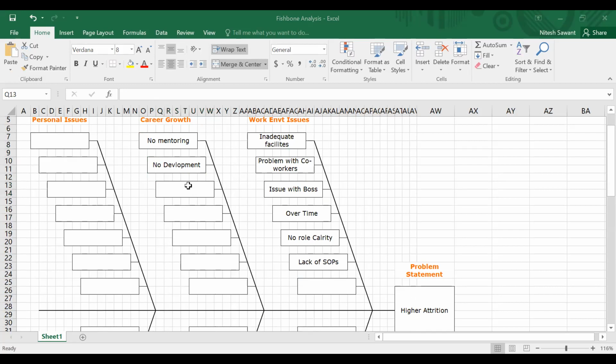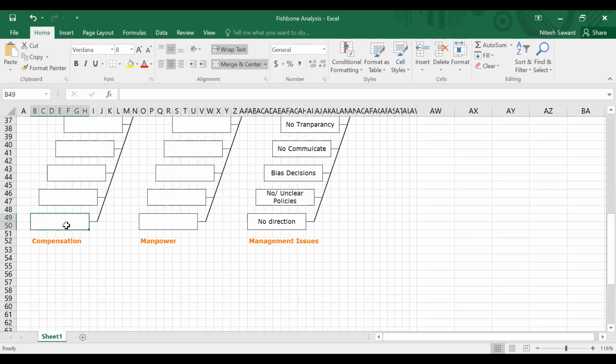Learning intervention is limited. Lack of growth opportunity, lack of growth because of no new assignments or internal, no challenging assignments kind of thing. Okay, let's keep this much in this thing.